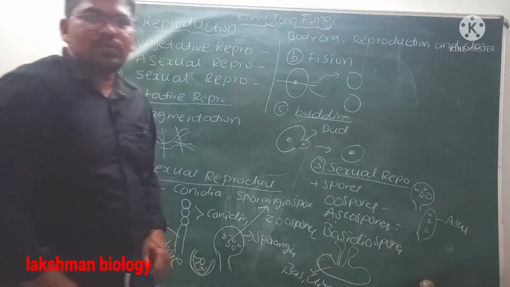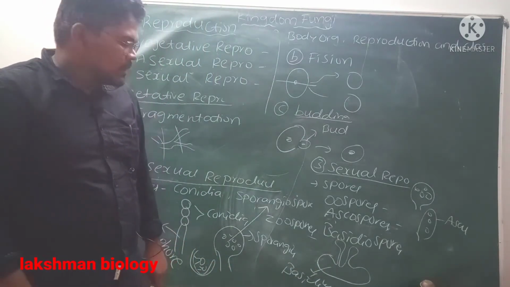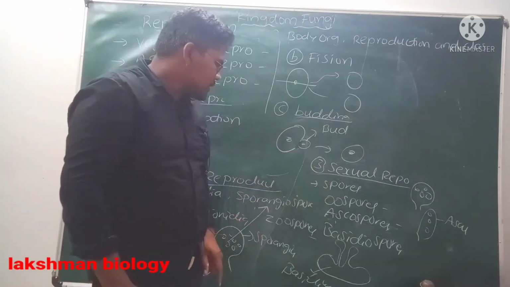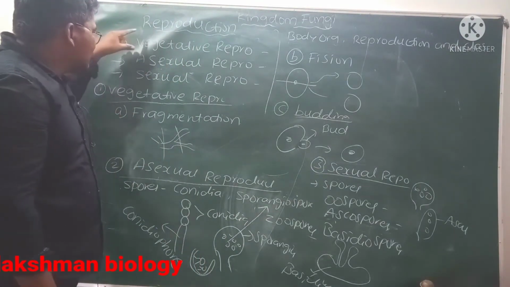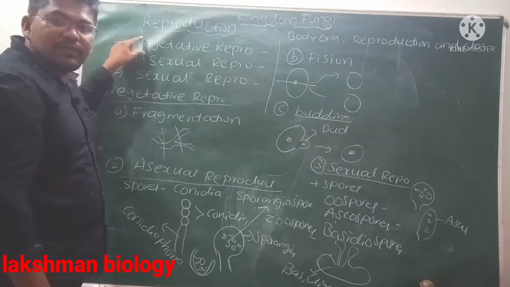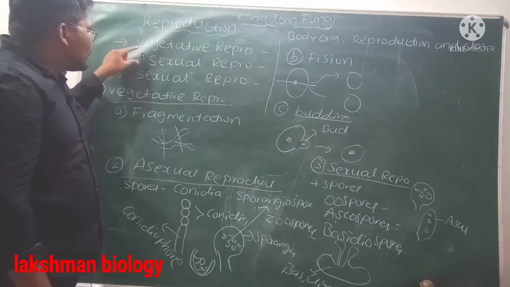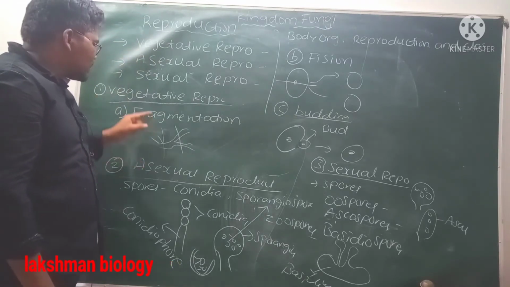And basidiospores are formed on the basidium. That is about the sexual reproduction. Here once again, if you observe the reproduction in the kingdom fungi, that occurs by three different types: vegetative reproduction, asexual reproduction, and sexual reproduction.